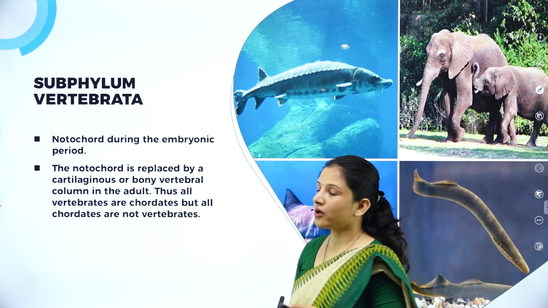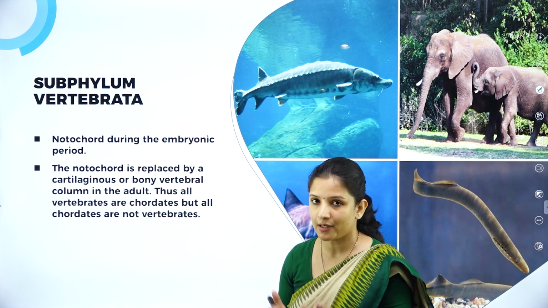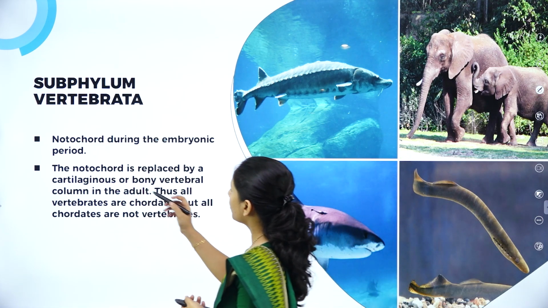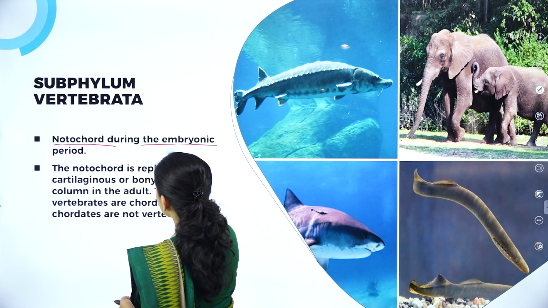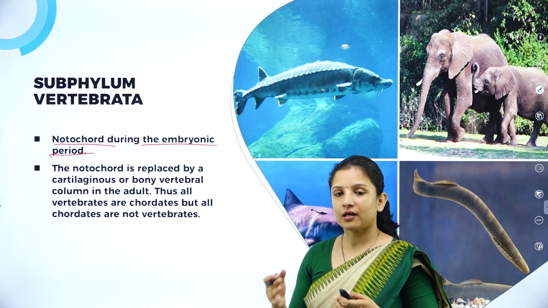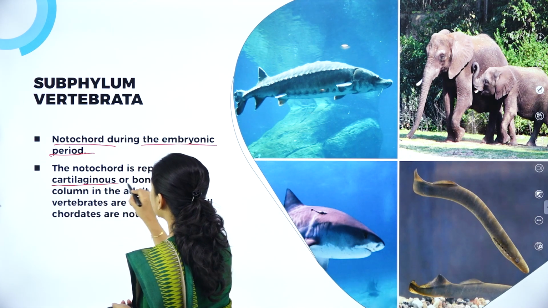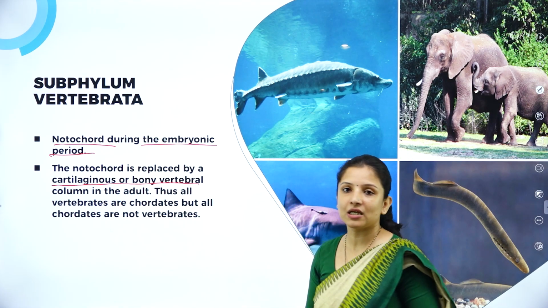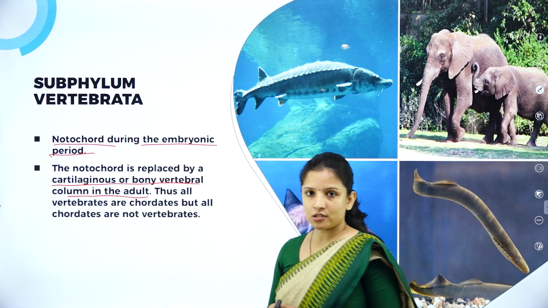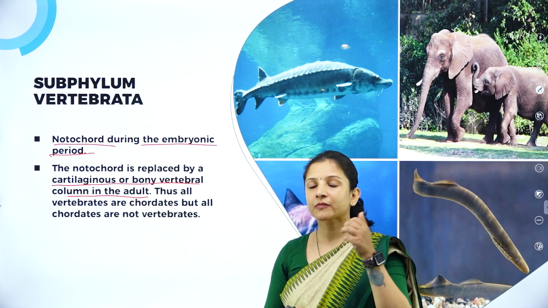Next, talking about vertebrata. So what is the difference between urochordata, cephalochordata and vertebrata? Here in vertebrata, the notochord is present only during the embryonic period. After that, the notochord will disappear and it will be replaced by a cartilaginous or bony vertebral column in the case of adults. So again, the difference between urochordata, cephalochordata and vertebrata.